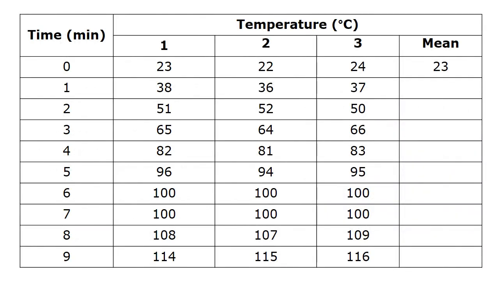Right, so now we're going to refer to the worksheet. So this is a data table showing the temperatures for 3 glasses of water, or beakers of water, and what we're looking at is that we're heating them up, and so over the course of 9 minutes this is what happens to the temperatures. Now the first thing that I want you to do is to calculate the mean, finish off calculating this mean column for me.